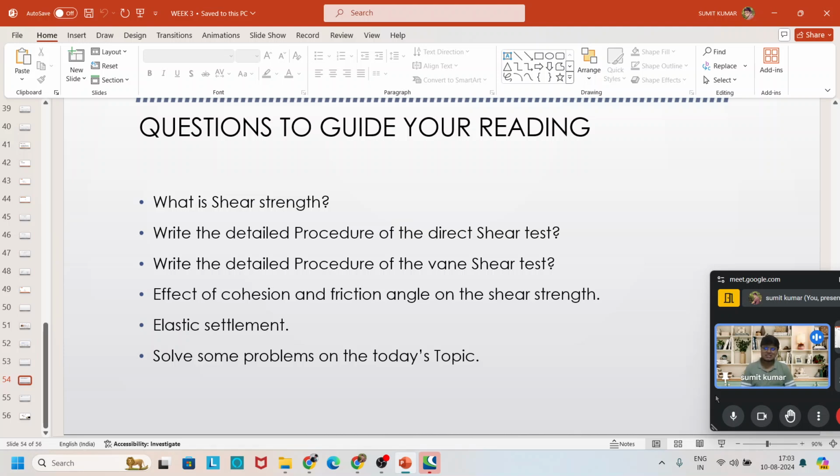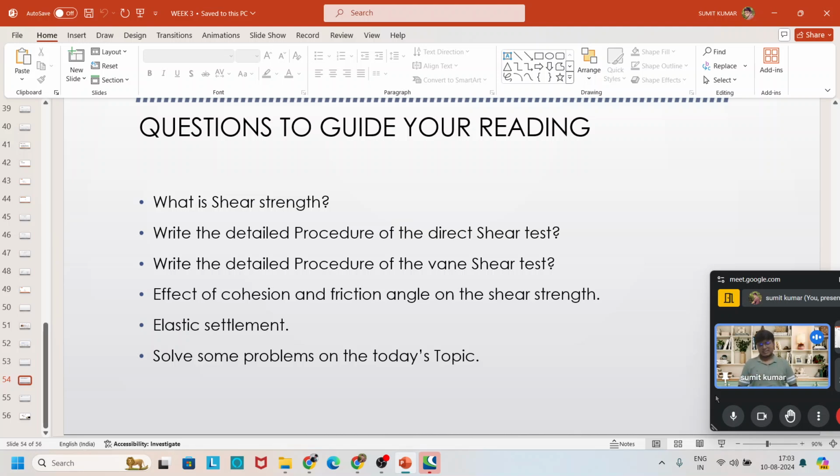As I have stated in the previous two lectures as well, in my presentation also, the questions that guide your reading are always there. I have given some problems, so you will solve those problems before coming to the next class. Over here, some questions I will ask again: what is the shear strength? Write a detailed procedure of the direct shear test.